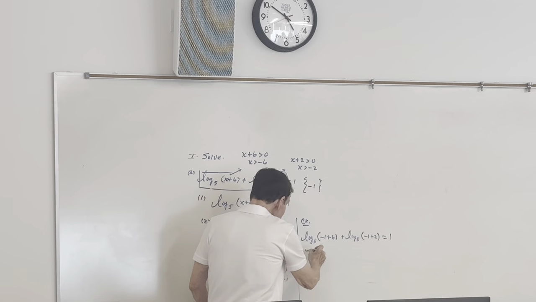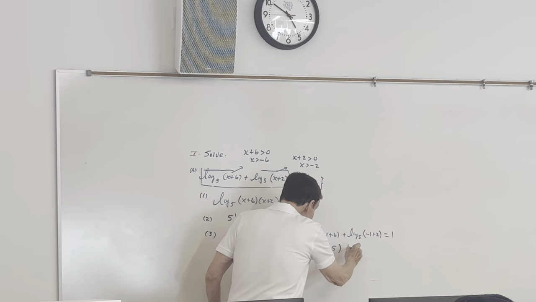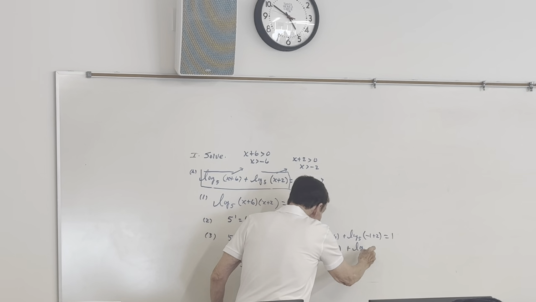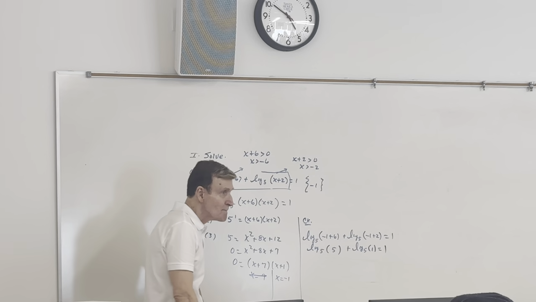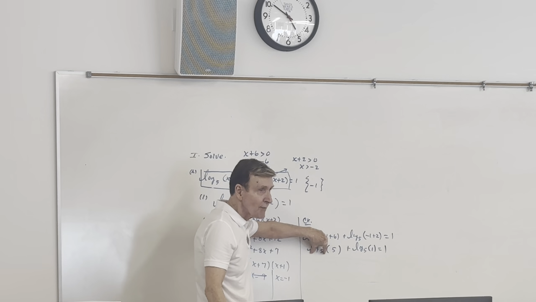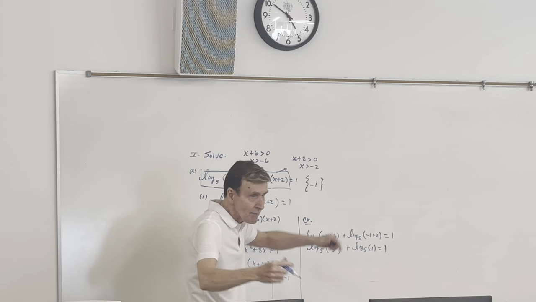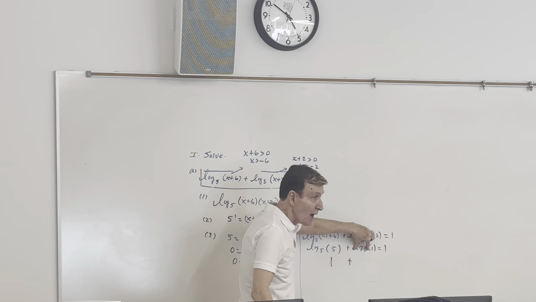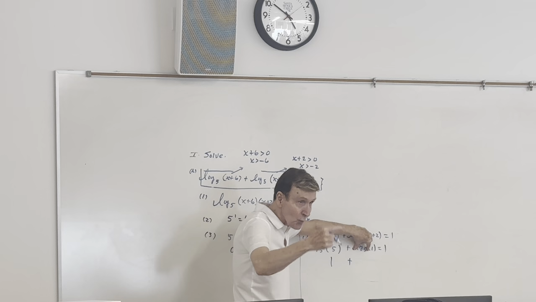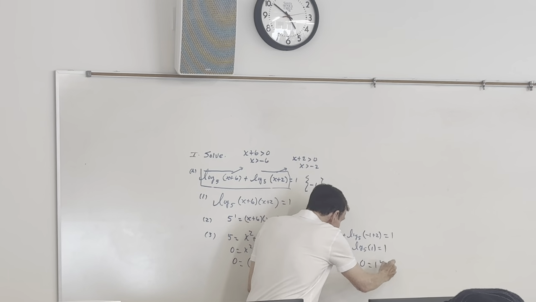This becomes log base 5 of 5. This is log base 5 of 1. Guys, what is the log of 5 base 5? 1. 5 raised to what is 5? This is 1. What is log base 5 of 1? 0. 5 raised to what will give me a 1? 0. And it checks.